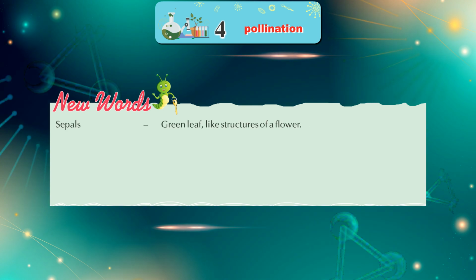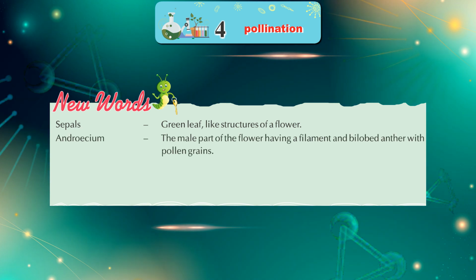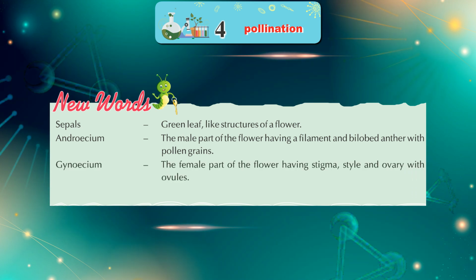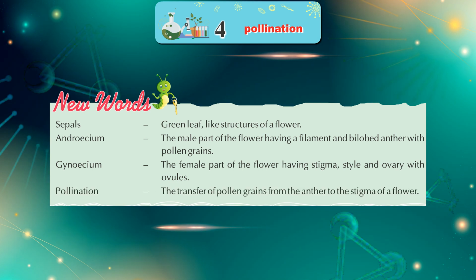New words. Sepals, green leaf-like structures of a flower. Endoecium, the male part of the flower having a filament and bilobed anther with pollen grains. Gynoecium, the female part of the flower having stigma, style, and ovary with ovules. Pollination, the transfer of pollen grains from the anther to the stigma of a flower.